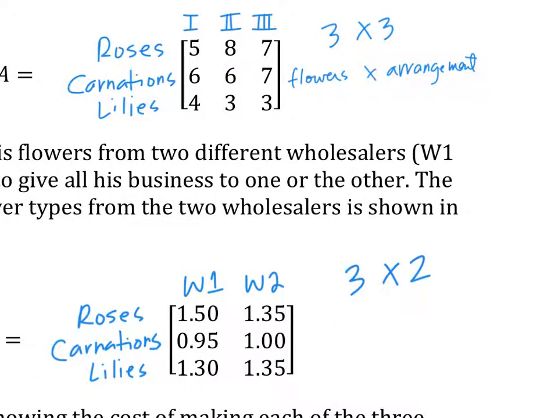Matrix B, 3 by 2. What does the row represent? Flowers. And then what does the column represent? Not price. Wholesale.